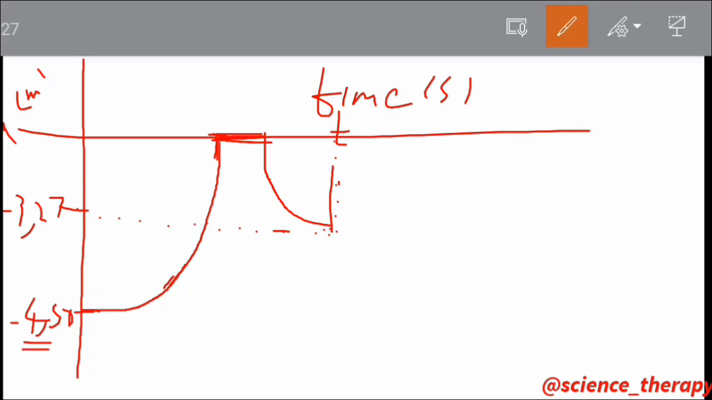It was thrown at the height of 4.50. It went down to hit the floor, and then there was some contact time there because this is an inelastic collision. Then it bounced off, and when bouncing off, it was only able to reach a maximum height of 3.27 meters at time t. So that's how you have your position versus time graph.